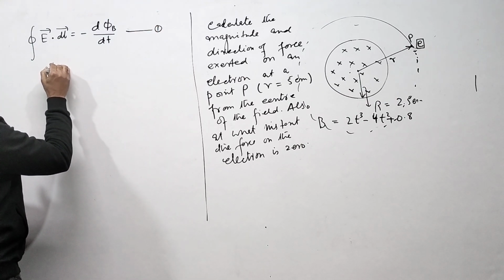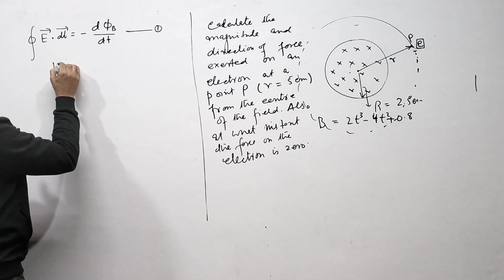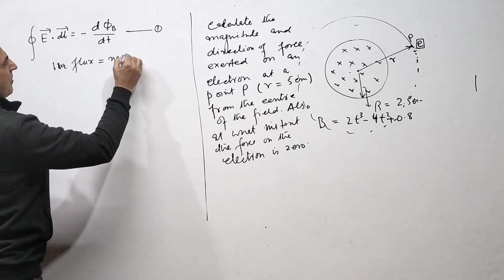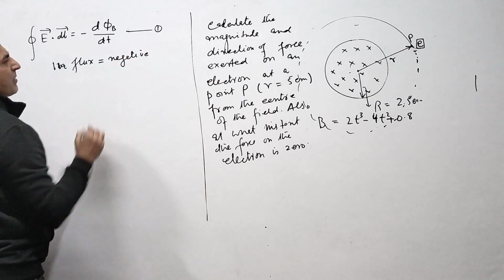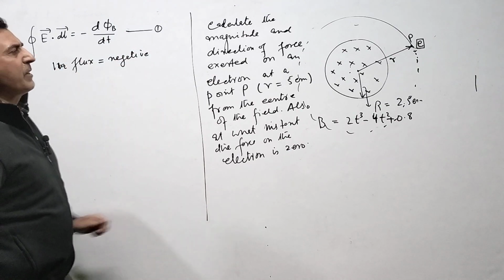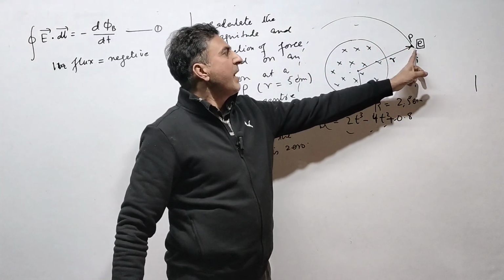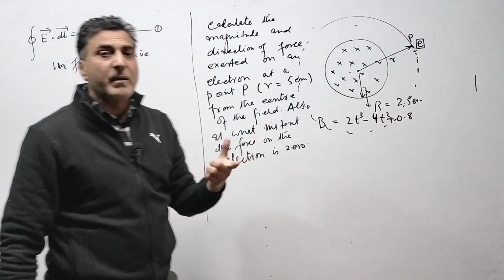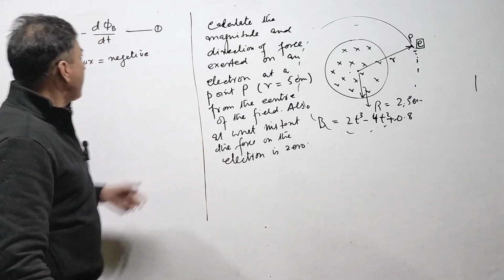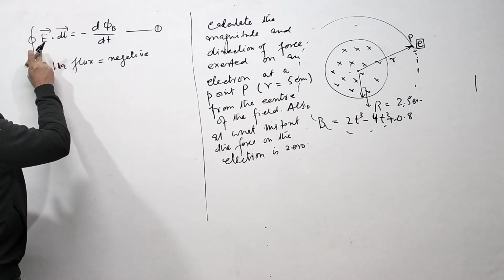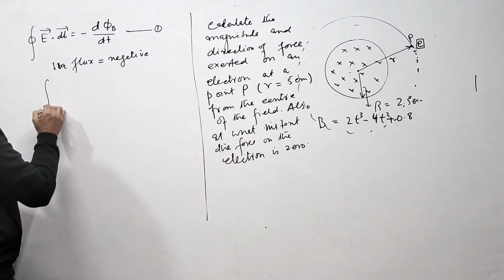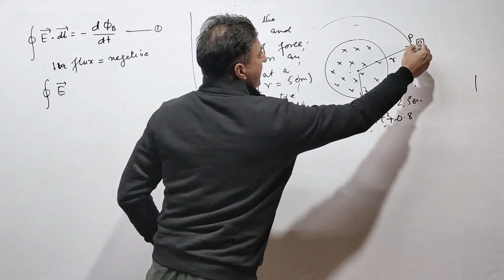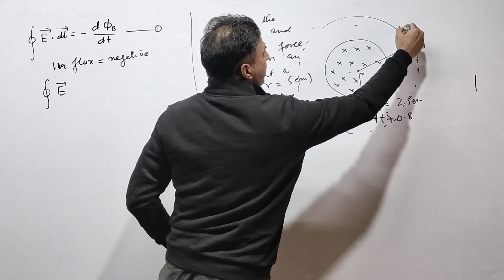Inward flux is taken as negative. That is the rule. When we get a positive electric field, it will be anti-clockwise, and the direction of the electric field will be anti-clockwise if we get the electric field as positive in the derivation. Okay, now it's the integration of E. Let me suppose this is the direction of the electric field.